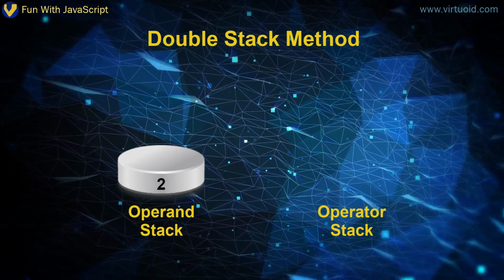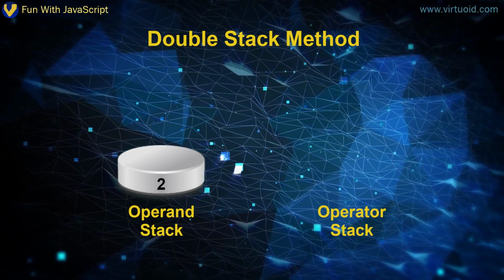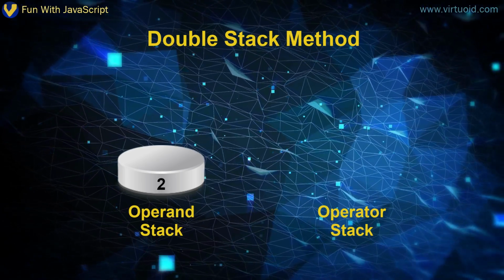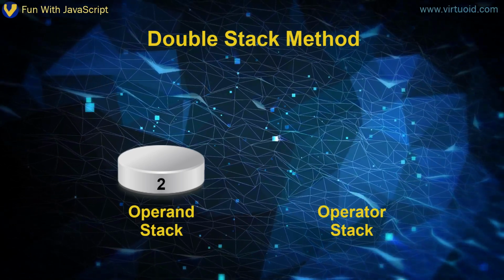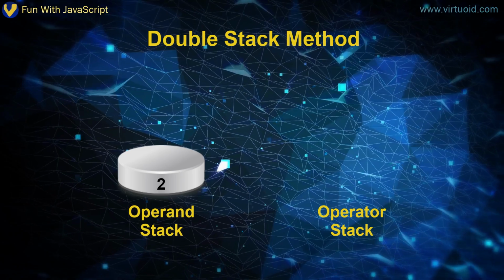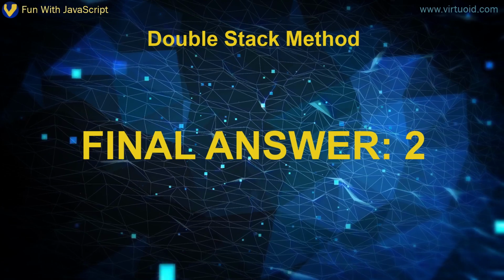Well, we don't have anything left on the operator stack. So we now take a look at the operator stack. It should be empty. It's empty. Great. There should only be one number and one number only on the operand stack. There is the number 2. Therefore, we have a correct solution: the number 2. And this works for everything.